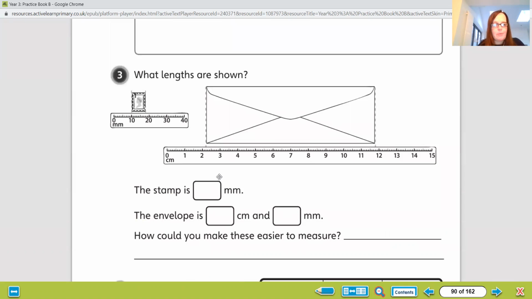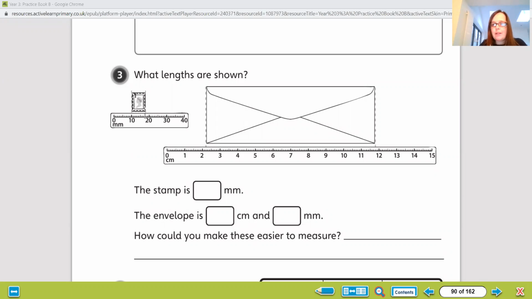Question 3 is a little bit tricky, I think. What lengths are shown? There's a problem with these. They've not put the object at the 0 point. If you're not putting things at the 0, it's so hard to work out what they are. So we've got to measure the stamp, and we're in millimetres. So the stamp starts at 10, and then it goes 11, 12, 13, 14, 15, 16, 17, 18.